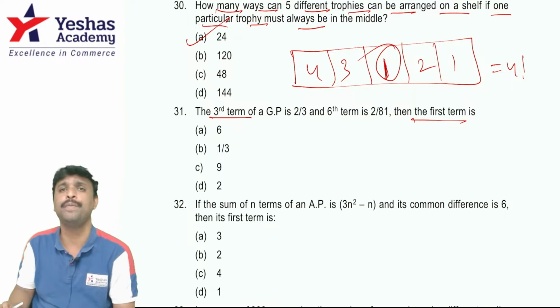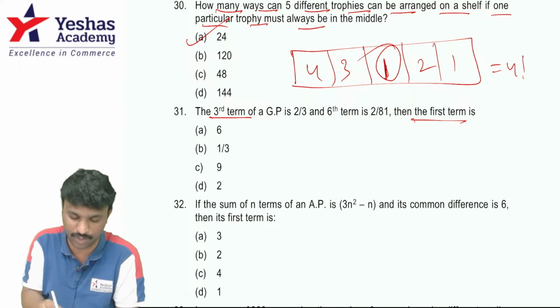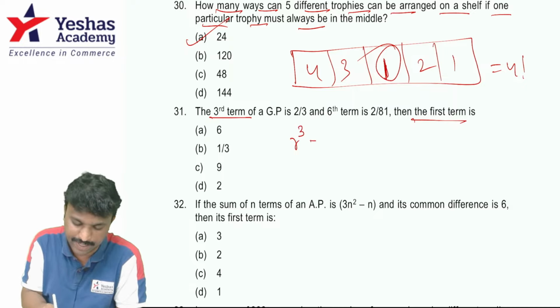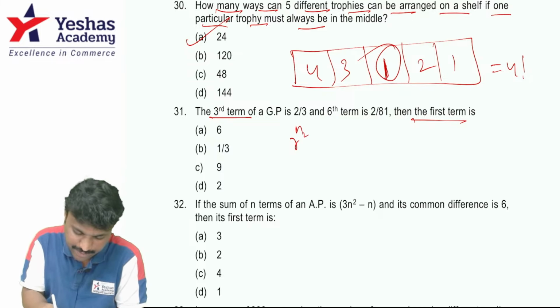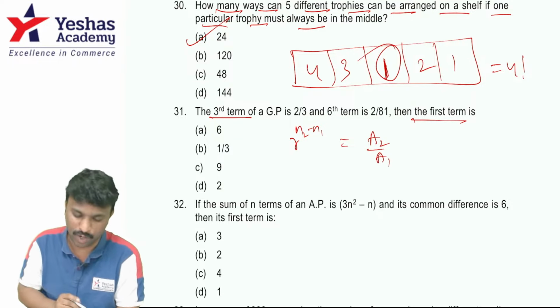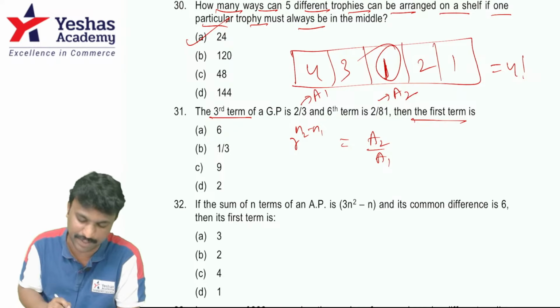Guys, whenever two particular terms in a GP are given, you can always make use of this shortcut. It is r power (n2 minus n1) is equal to a2 by a1. First of all, what is a2? The highest term is a2, and what is a1? The least term is a1.